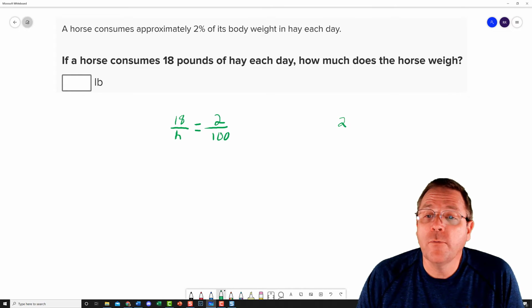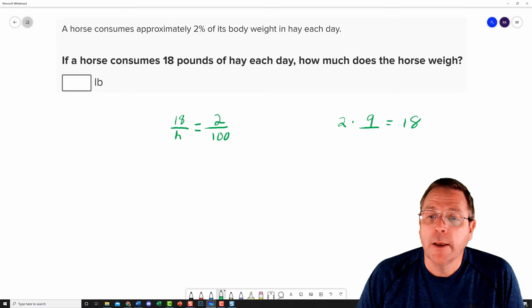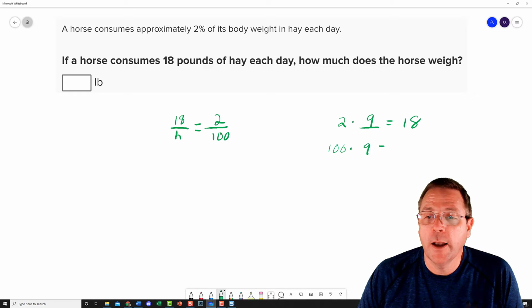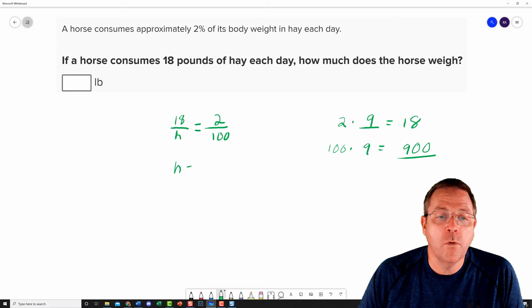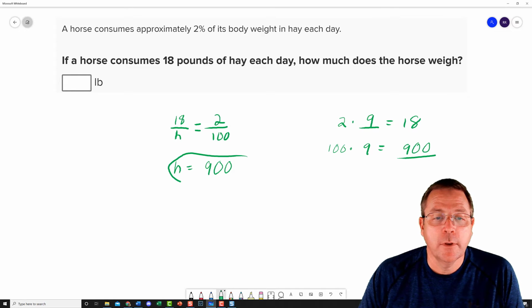So starting off, I'm going to say 2 times what number is equal to 18, and that's for the top here. That is of course going to be 9, and since I used it on the top, I have to use it on the bottom. So now I'm going to say 100 times 9 is going to equal what? Well, that is going to be 900. So that means that our horse is going to equal 900 pounds.